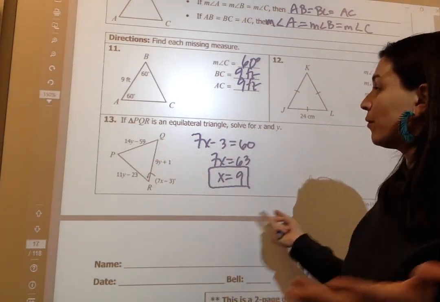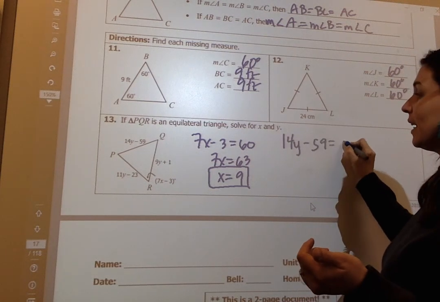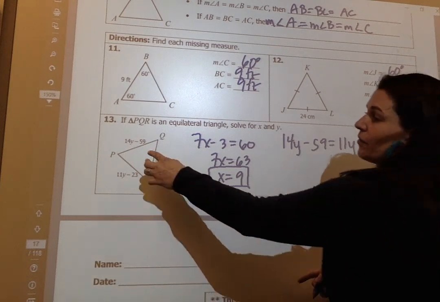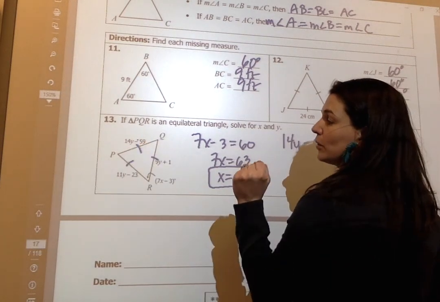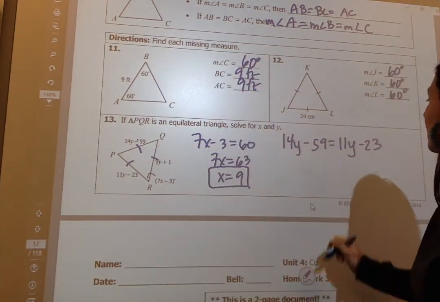So I'm going to go for what I think is easy. I'm going to say 14y minus 59 equals 11y minus 23 because they're the same. All sides are the same. And it doesn't matter. I could set these guys equal to each other. I could set these guys equal to each other. I'm going to get the same answer.